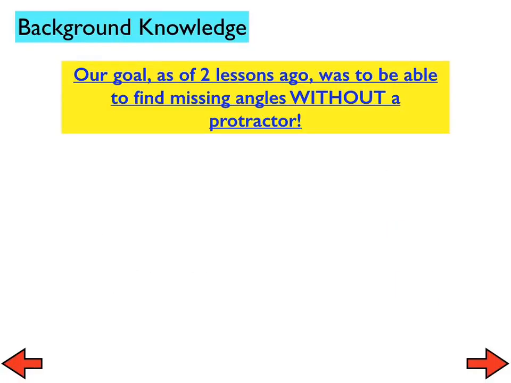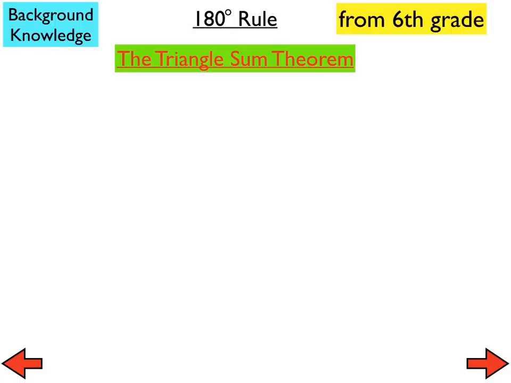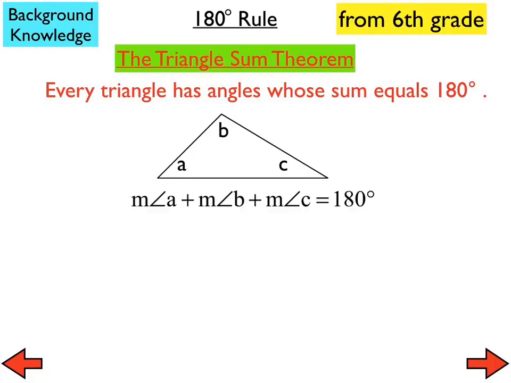Okay. Now, in 6th grade, you talked about the 180-degree rule. We're going to use that to continue with what we've been doing, finding missing angles without a protractor. This 180-degree rule is really called the triangle sum theorem. And if you didn't learn this in 6th grade, don't worry about it. It's really easy. You'll learn it right now. What it means is that all three angles, all the degrees inside a triangle, when you add them up, equals 180 degrees. So in this case, measure of angle A plus B plus C equals 180.